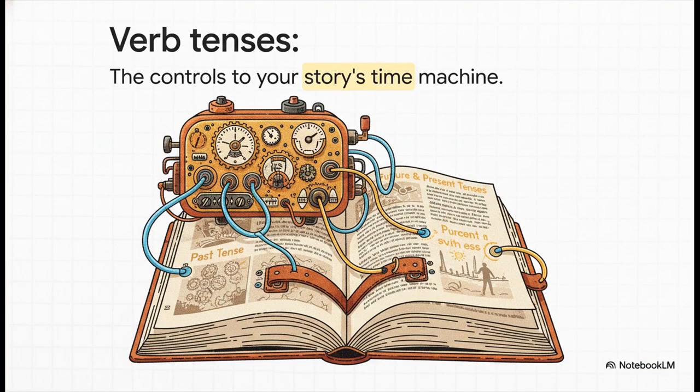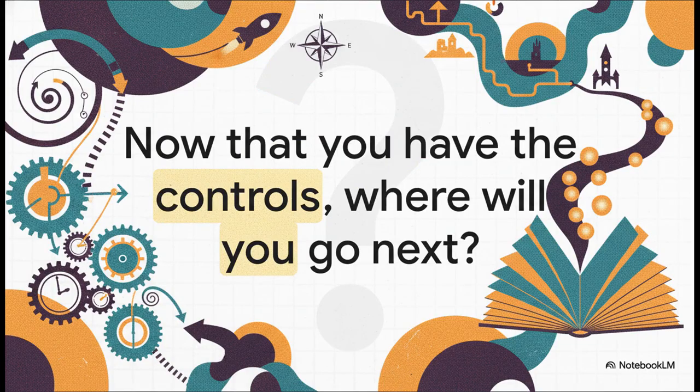So there you have it, from the ongoing present to the story before the story in the past, and all the way to our plans for the future. These tenses are so much more than grammar. They are the precision tools you use to shape reality and tell your story exactly how you want it to be heard. By mastering these tenses, you've really gained control over the timeline of your own language. You can be more precise, more descriptive, and just a much more powerful communicator. So the only question left is, now that you have the controls, where in time will you go next?